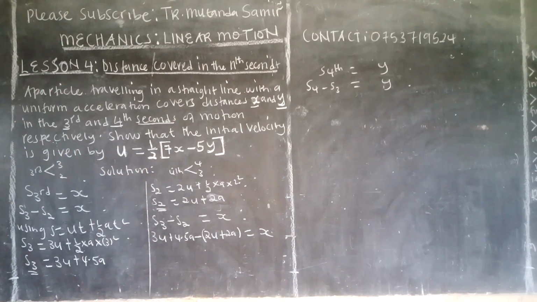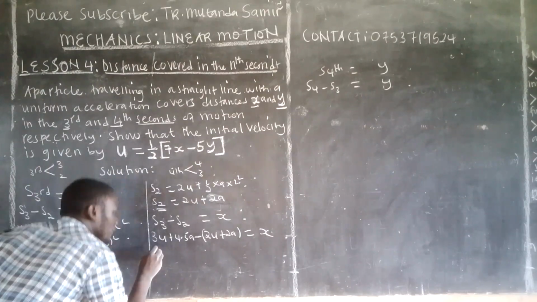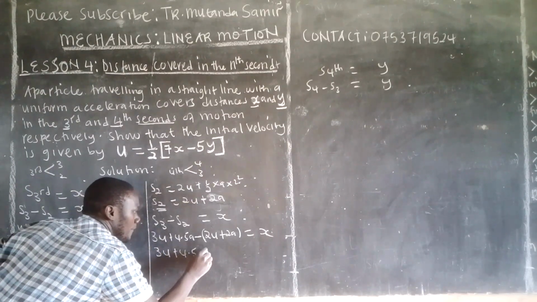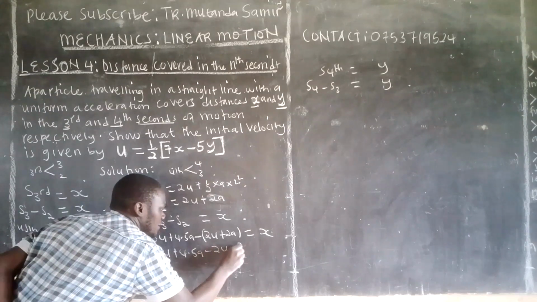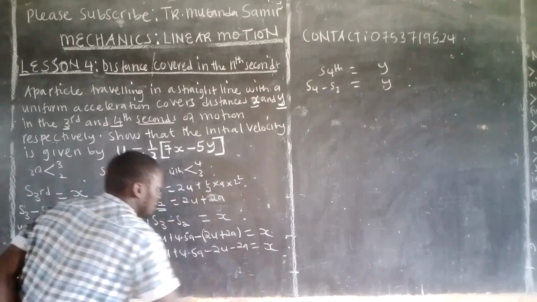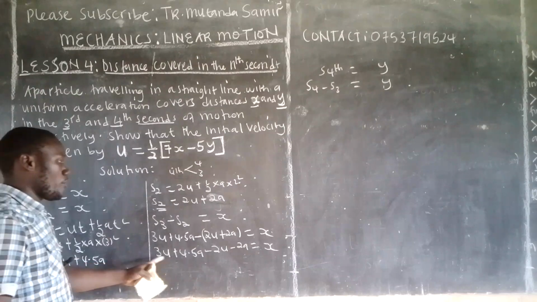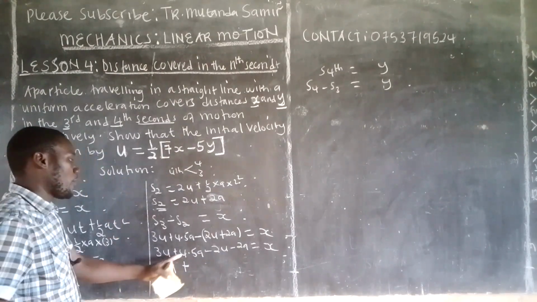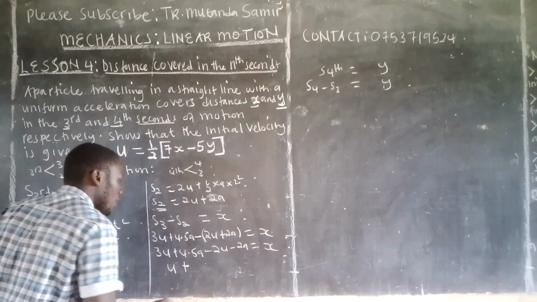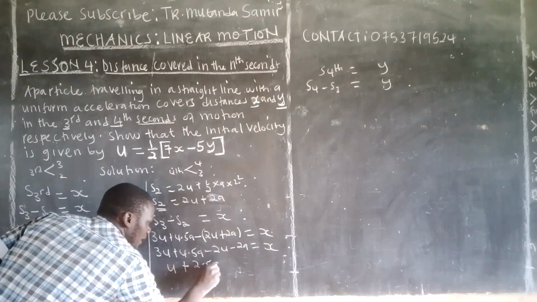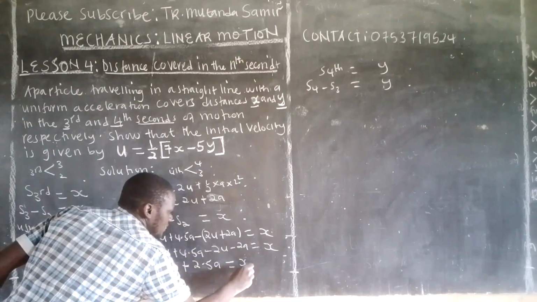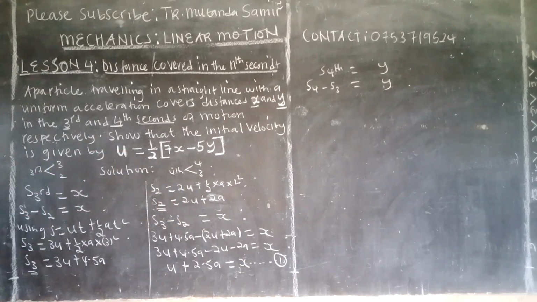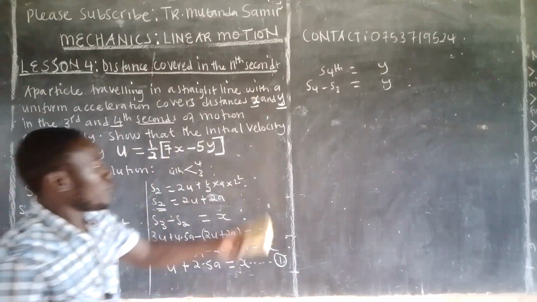Let's harmonize. This will be 3u plus 4.5a minus 2u minus 2a equals x. Let's collect like terms and subtract. 3u minus 2u just gives us u, plus 4.5a minus 2a just gives us 2.5a, which is equal to x. Please allow me to call this my equation 1 after thorough simplification. We now come back to this.